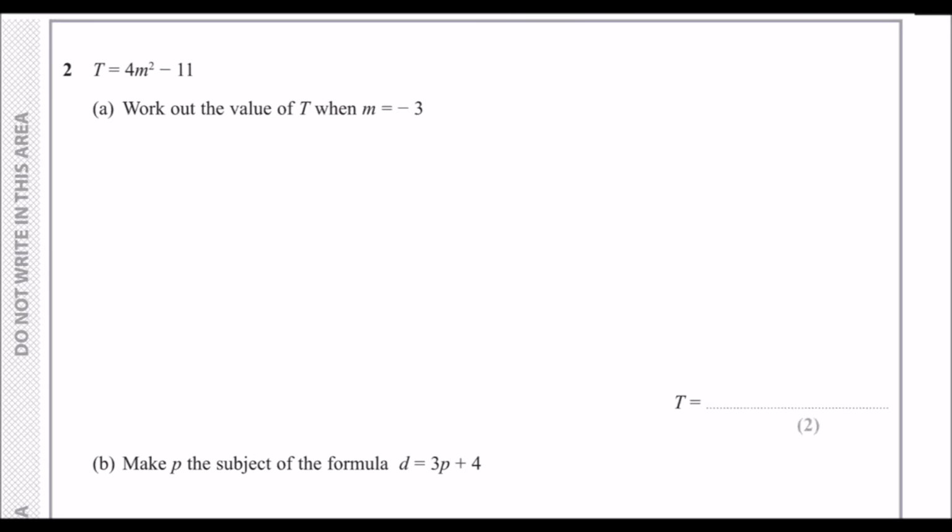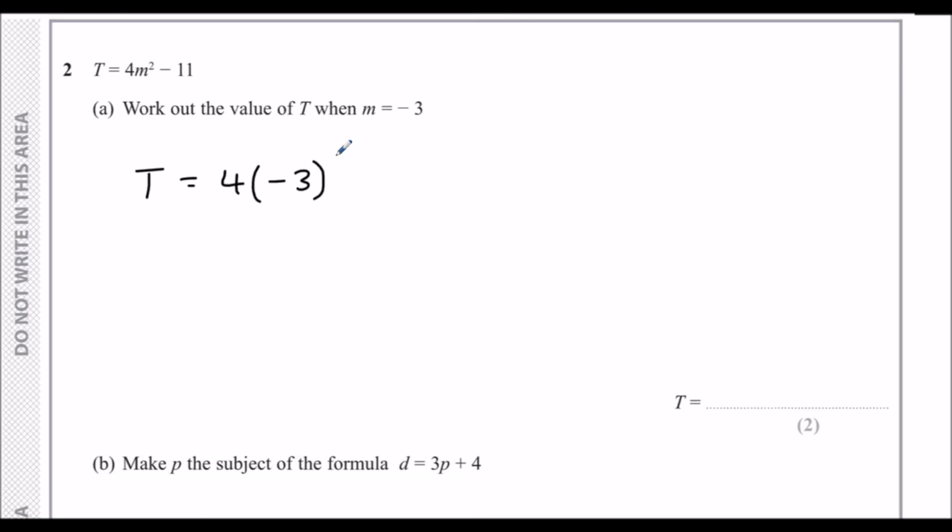Question 2. T equals 4m squared minus 11. Work out the value of t when m is negative 3. So we're going to change m into negative 3. So t is 4 times m squared. I'm going to change m into negative 3. Wherever I've got m, I'm going to write brackets and put the number inside.